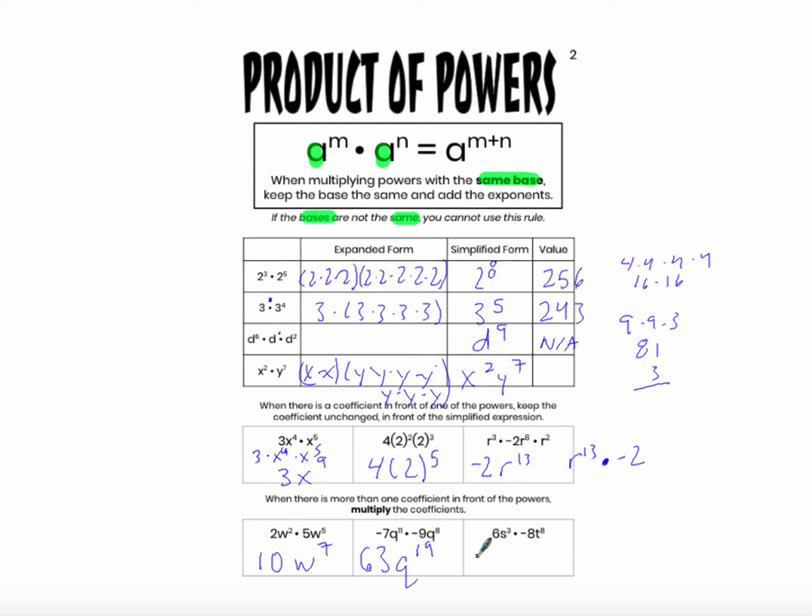Coefficients, 6 times -8. Again, pay attention to negatives, but s to the 3rd, t to the 8th, those cannot be simplified any further. Different bases, s and t. This simplifies just to -48, s to the 3rd, t to the 8th.